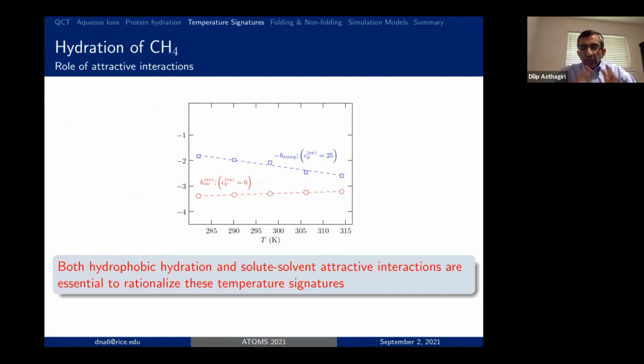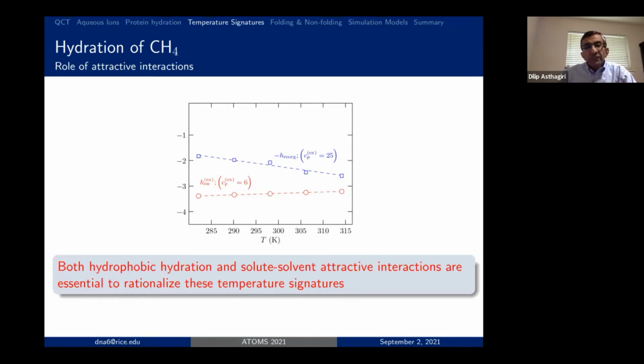But if you go down a little bit and look at different contributions to the enthalpy, you find the following. Indeed, it is true for methane that the reorganization term is the dominant contribution to the enthalpy of hydration. But the solute solvent contribution also plays an important role, albeit to a lesser extent than the reorganization contribution. So here is the first sign that even for a prototypical hydrophobe, solute solvent interactions are playing a non-negligible role.